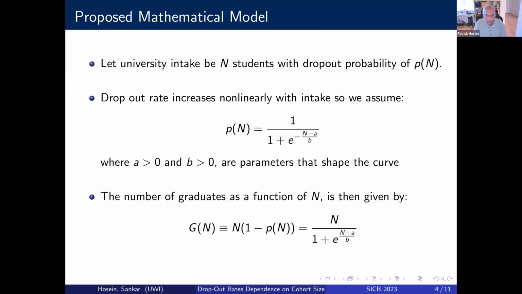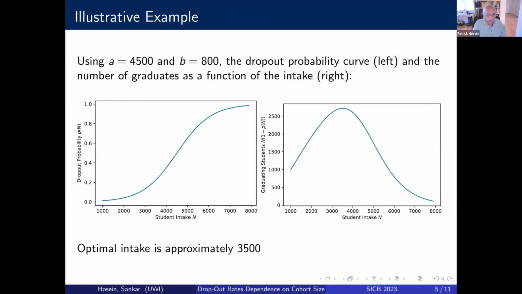so A and B are parameters which we need to set, and these determine the shape of the curve. So given this probability, the number of graduates as a function of n is then given by g of n here, which is n over 1 plus e to the n minus a over b. So this is how it would look as a simple example.